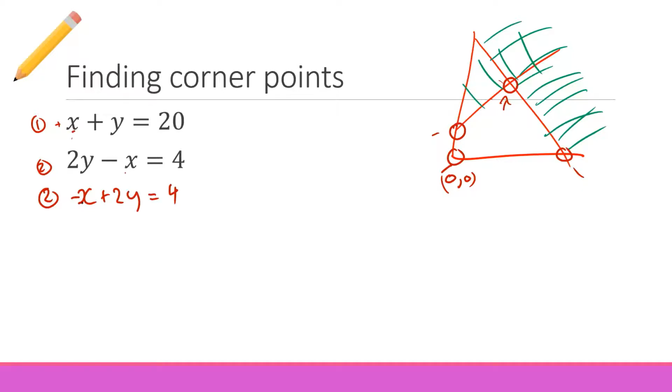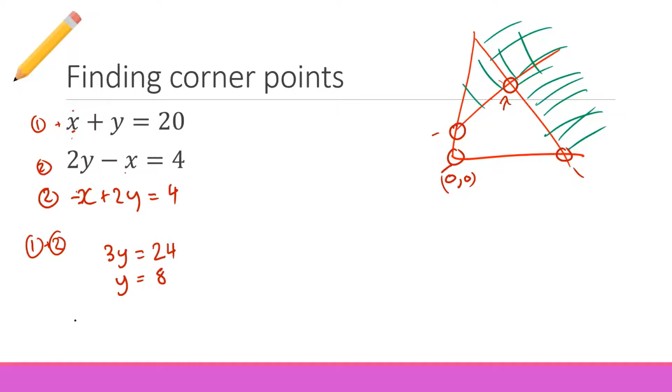You can see the negative and the positive x. So if I take 1 and I add 2, that's going to give me negative x plus x. They're going to cancel. Then I've got 2y plus y. That's going to give me 3y equals 20 plus 4, 24. y equals 8.